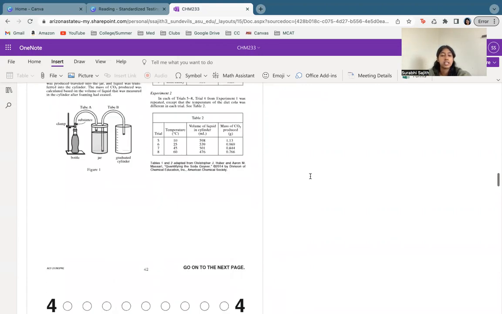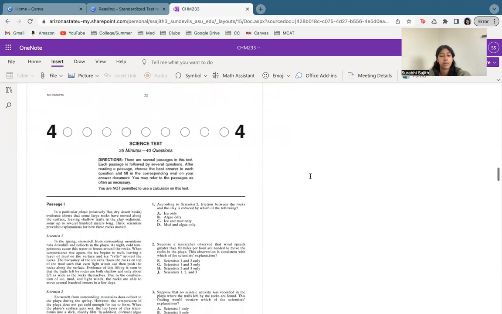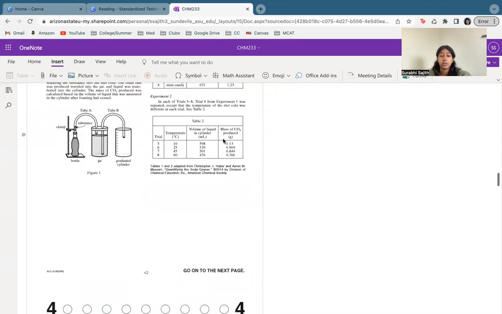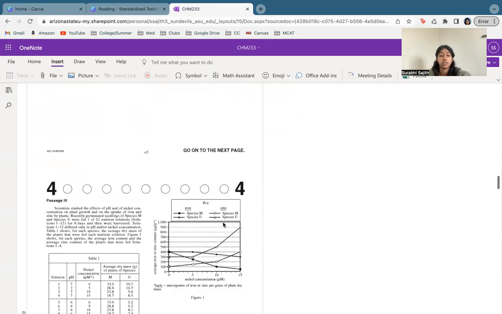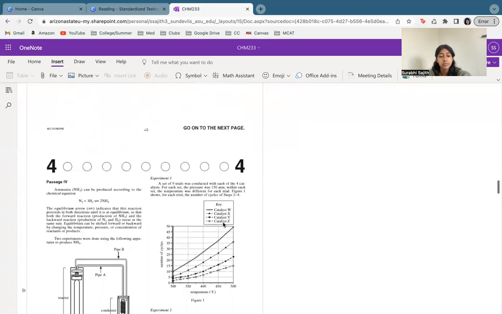But as you can clearly see, there are so many tables and graphs in this part of the exam that you have to be able to recognize in order to do well on this section.